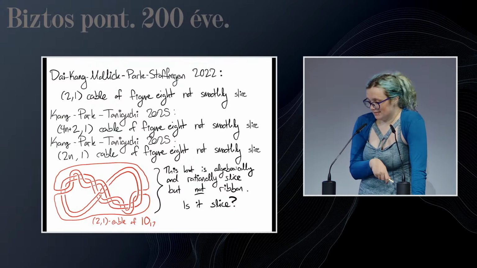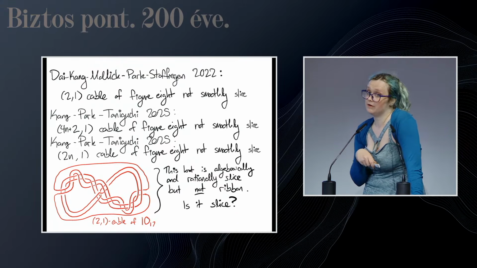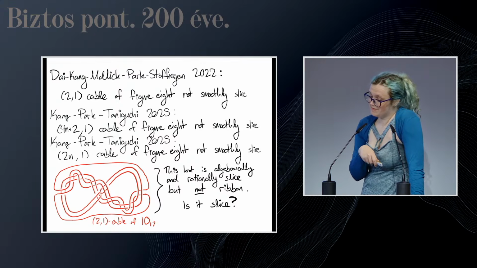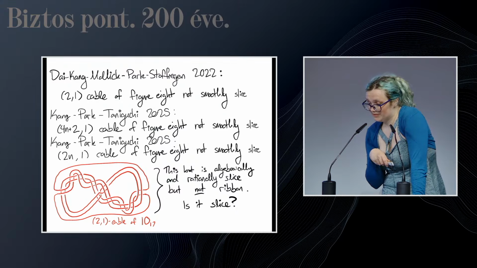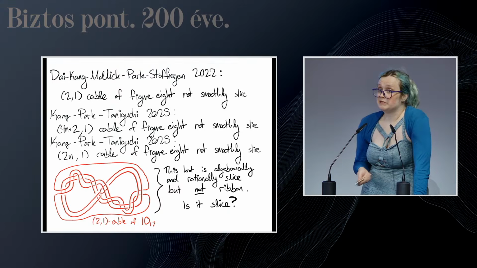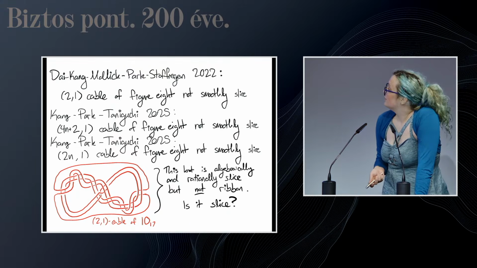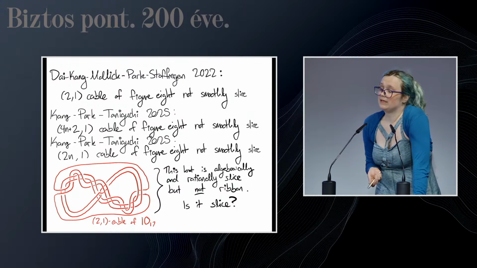So this knot, 10_17, is fibered. So this cable is still fibered, and I know from Miyazaki that it is not ribbon. But this knot is also, because of 10_17 symmetry, rationally slice and algebraically slice. So maybe it's slice. I don't know. So, of course, if you were able to prove this knot is slice, that would really change your week, I think. That would be a very good result.